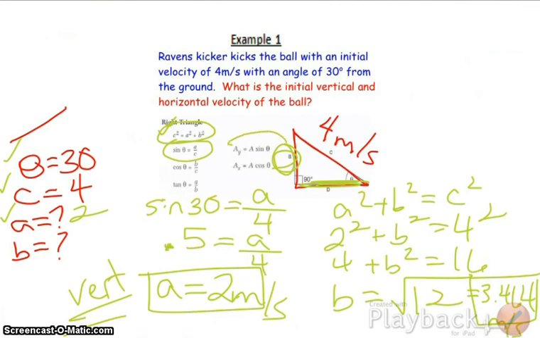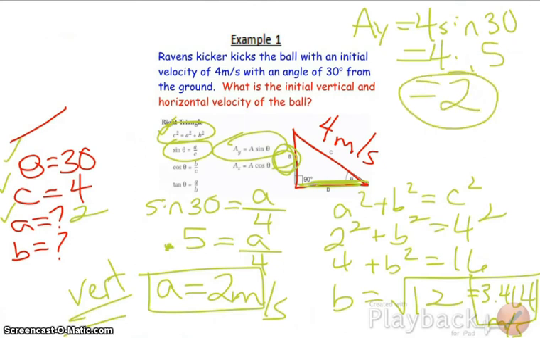Now if you take, let's say, this equation, you could do it that way too. AY, so my vertical velocity, equals my total velocity, 4 times sine of 30, which equals 4 times 0.5, which equals 2. So either way, they both work.